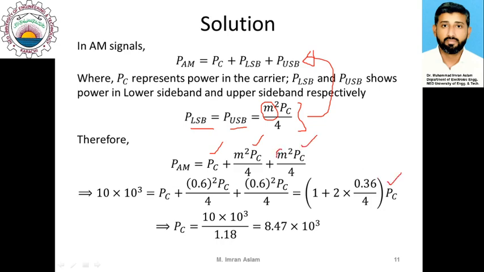The value of m is known as 0.6, so if I substitute it, I will get 0.36. Square of 0.6 is 0.36. And P_AM, the power in the AM signal, is given as 10 kilowatt, so 10 into 10 raised to power 3. Therefore the carrier power would be given as 10 into 10 raised to power 3 divided by 1.18, which comes out to be 8.47 into 10 raised to power 3 watt. So this is the power in the carrier.